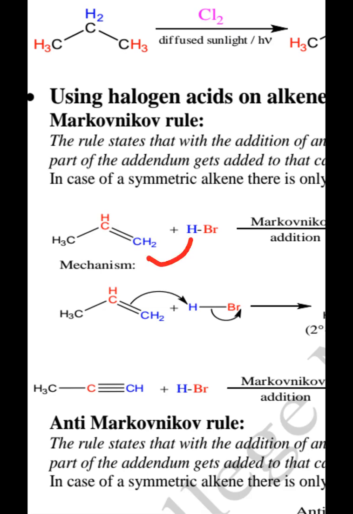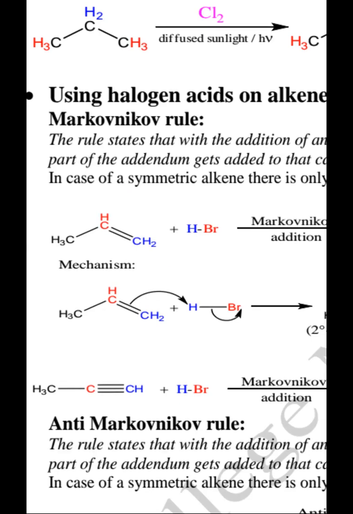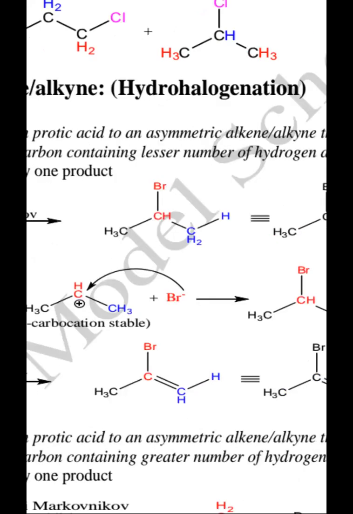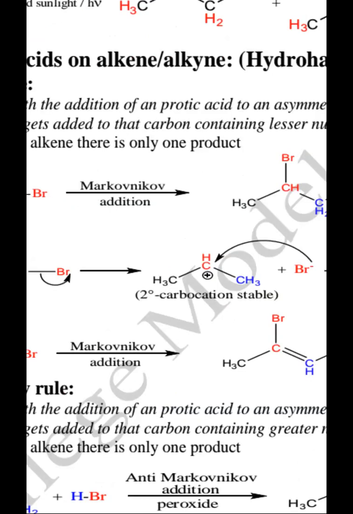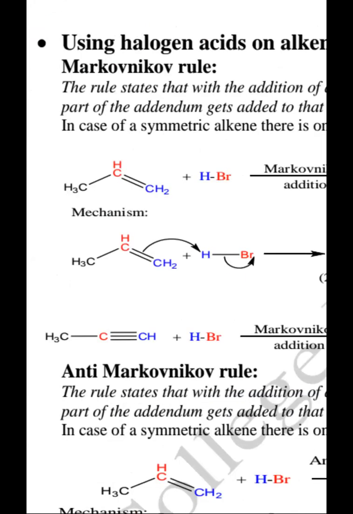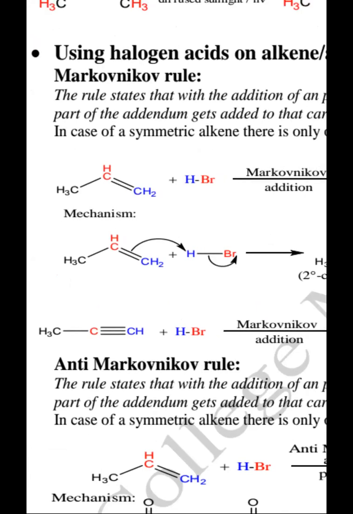So H goes to this particular carbon and Br goes to this particular carbon. We can see the product here. The H has gone to the terminal carbon and Br has gone to the central carbon, and we have got this particular product. We can see the mechanism here. The double bond first picks up the hydrogen. Now it can produce two cations. We have only shown the major cation that is being produced.